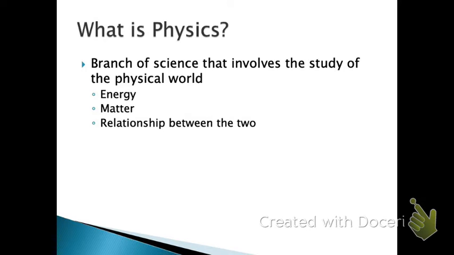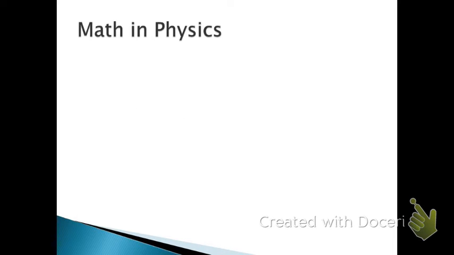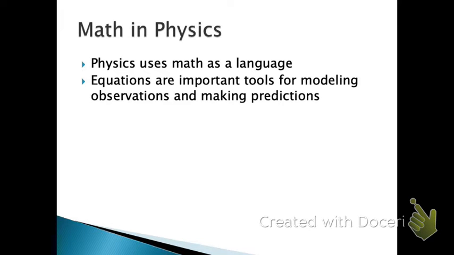Then we'll move into talking about why things move, the forces behind them and all that kind of good stuff. So physics is a lot of math. It uses math as its main language, which means we use a lot of equations. When we use equations, they're big tools that allow us to calculate things in terms of the model of what's happening. It allows us to model our observations and then make predictions about what could happen next.